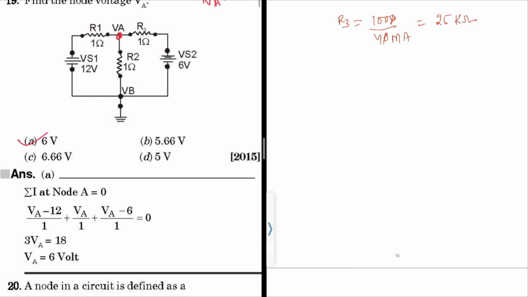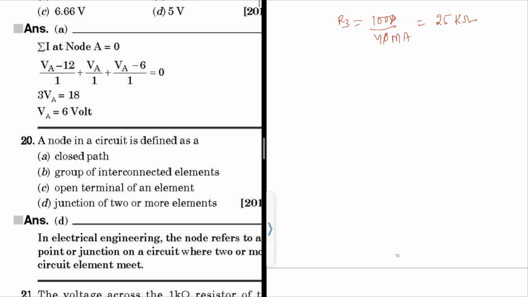Okay. So coming to the 20th question, a node in a circuit is defined as. We already discussed, a node is a point where many branches meet. So if you see, it is like option D, junction of two or more elements. So it will be option D.